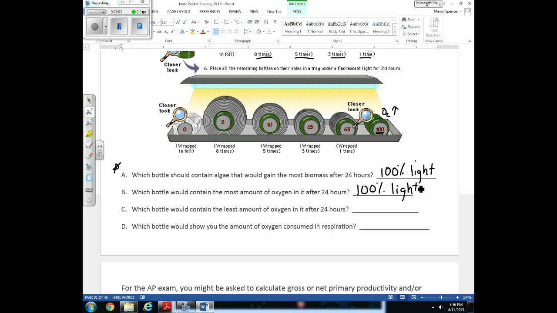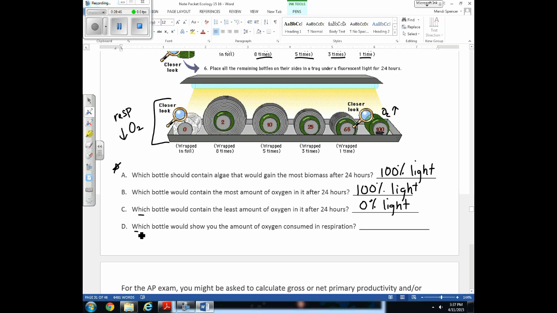Which bottle will contain the least amount of oxygen in it after 24 hours? Plants do photosynthesis, but they also do respiration because they have to convert those organic molecules into ATP and power the cell processes. We know respiration actually uses oxygen from the environment. In this bottle, respiration is occurring, and we should see oxygen levels go down. The bottle that's receiving 0% of the light, or the bottle that's completely covered, should contain the least amount of oxygen after 24 hours.